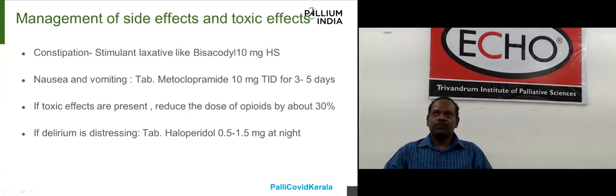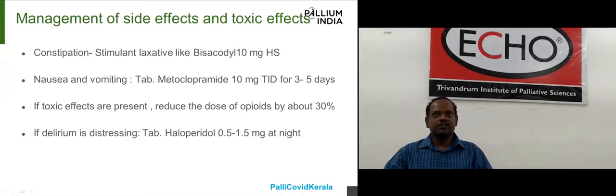So next is how we can manage the side effects and toxic effects. Management of side effects and toxic effects. As we discussed previously, opioids can produce constipation. So we have to give a stimulant laxative along with an opioid prescription. Usually stimulant laxatives like bisacodyl, senna or sodium picosulfate are used to treat constipation.